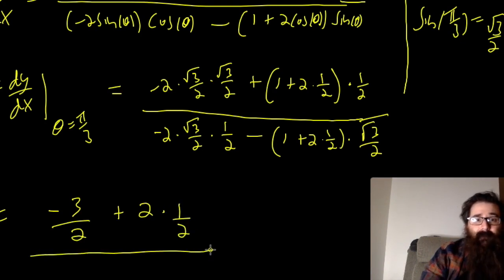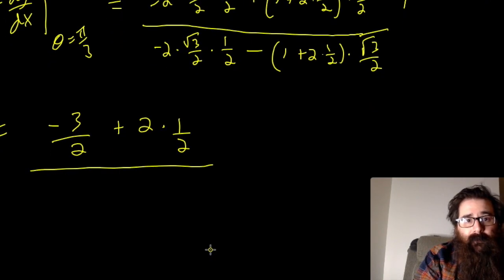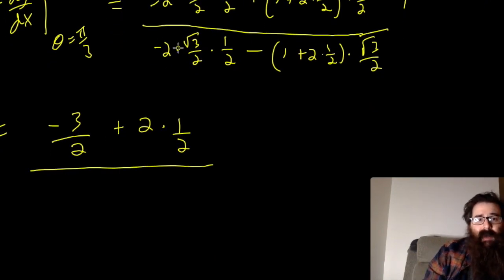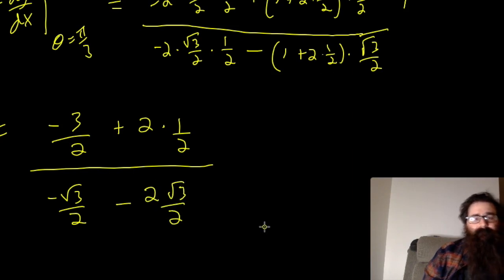And then divided by, let's look in the denominator. 2 on top is going to cancel with one of the 2's on bottom. I have negative radical 3 times 1, which is negative radical 3, and then divided by 2. And then I have minus, here I have 2 times 1/2 is 1, 1 plus 1 is 2. So I have 2 times radical 3 over 2.